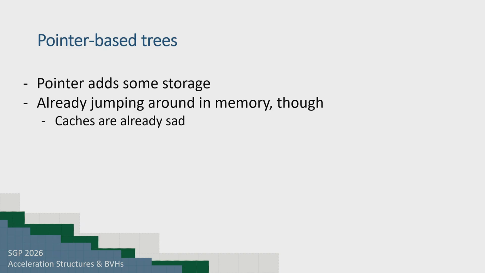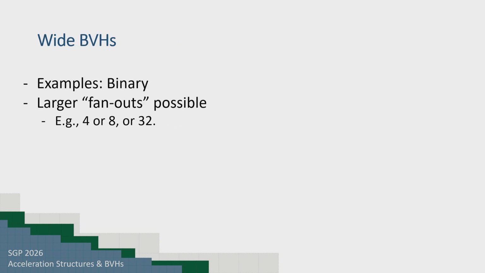But on the other hand, this might not be as much of an effect. We're already jumping through memory quite a lot, regardless of which method we have. So our caches might not be that useful regardless. So it's worth not discarding a pointer-based tree entirely just because it adds this little thing. We actually had this observation very early on where the examples that I had were binary trees.